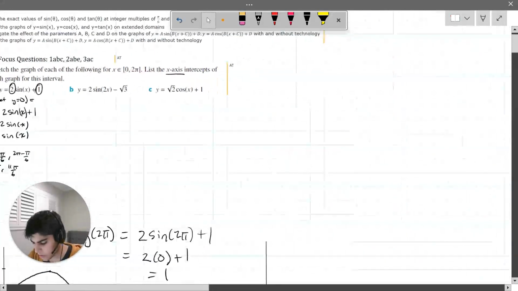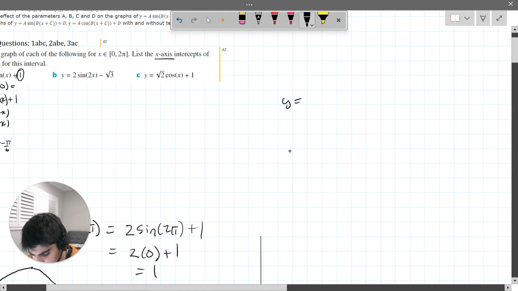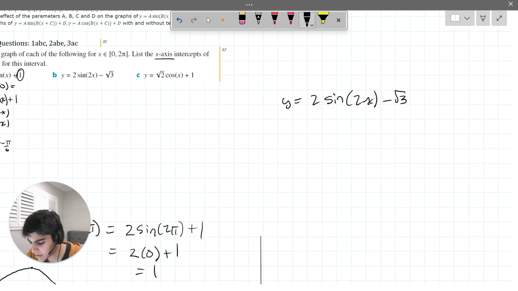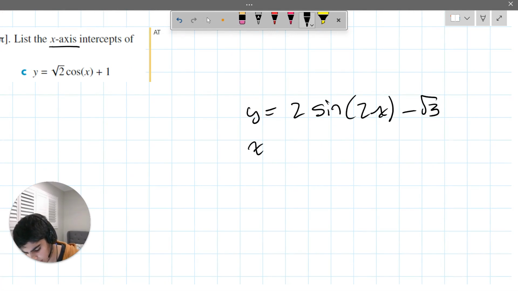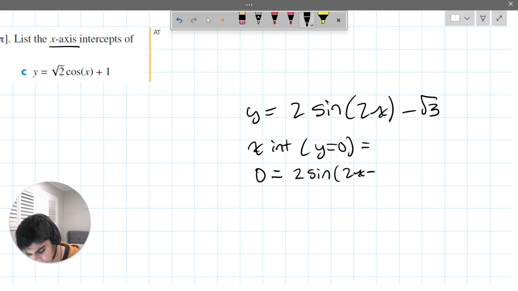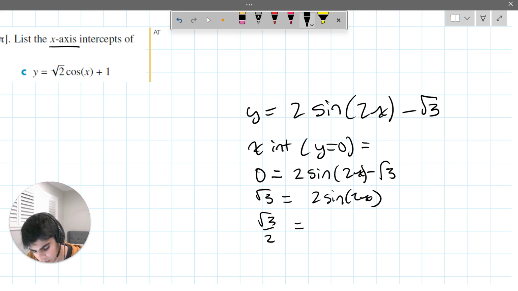Next one. y equals 2 sine 2x minus root 3. Now let's find the x-intercepts. Let y equals 0 again. 0 equals 2 sine 2x minus root 3. Root 3 equals 2 sine 2x, and root 3 on 2 equals sine 2x.